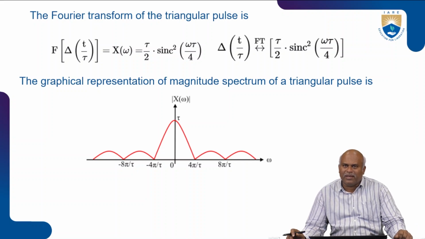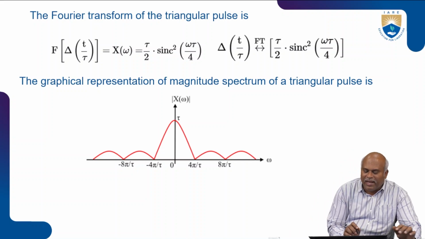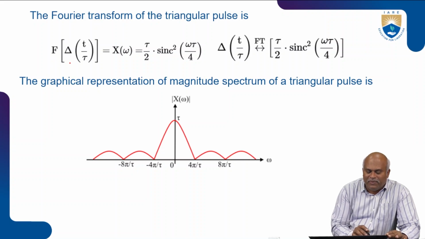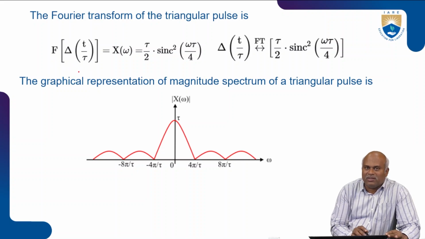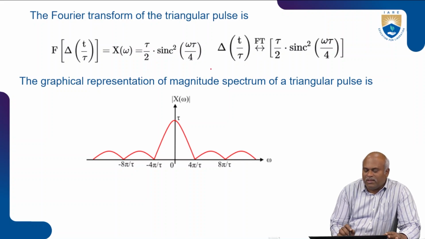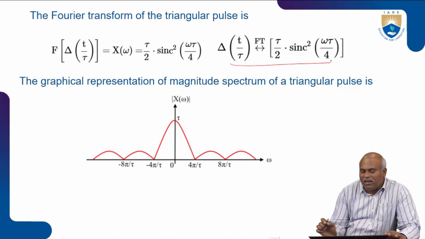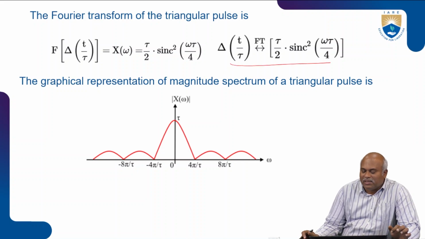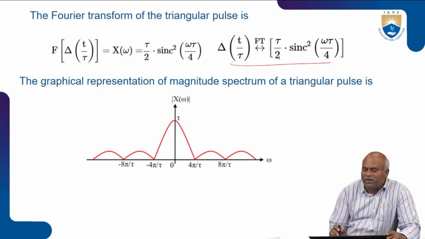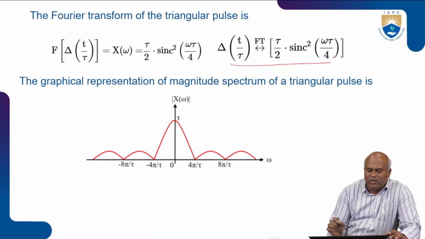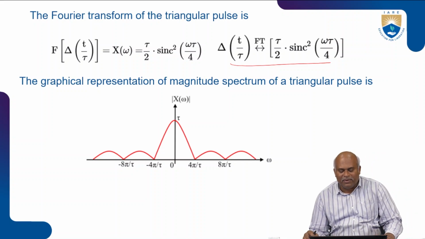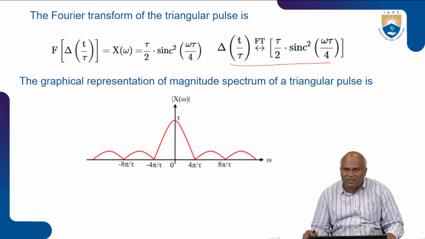For the triangular pulse, the Fourier transform is written as: triangular of t by tau gives X of omega equal to tau by 2 sinc square of omega tau by 4. Then again we write another form of the Fourier transform of triangular pulses: triangular of t by tau, the Fourier transform is tau by 2 sinc square of omega t by 2. Then we may represent the graphical model of the magnitude spectrum of the triangular pulse.